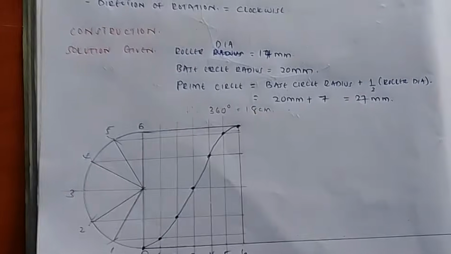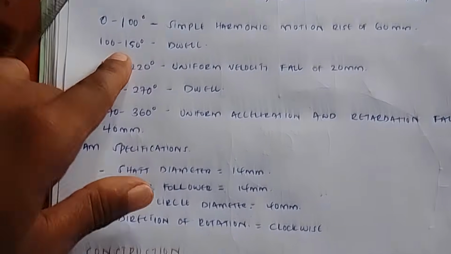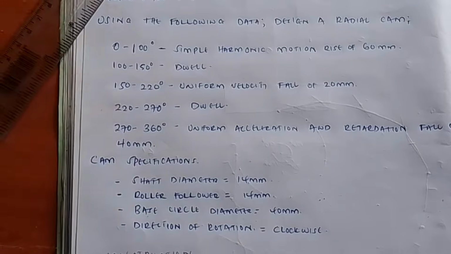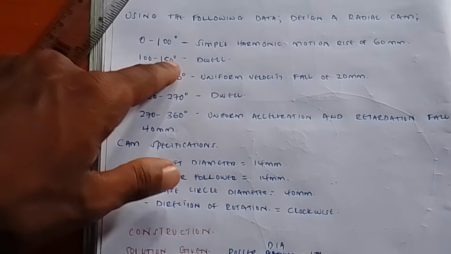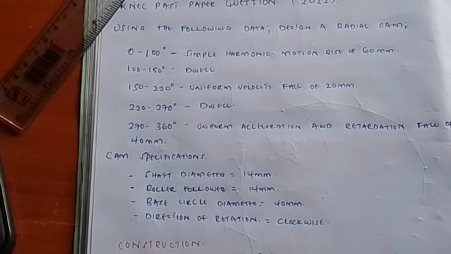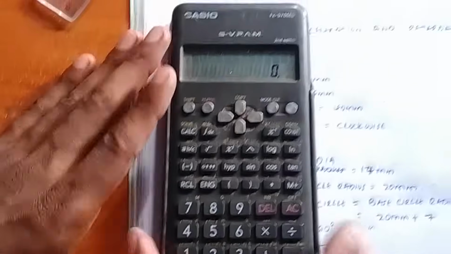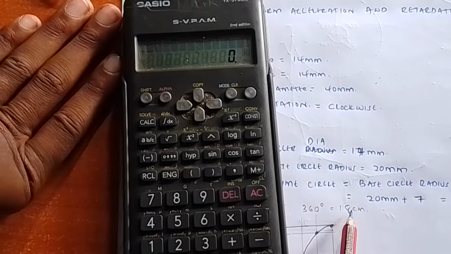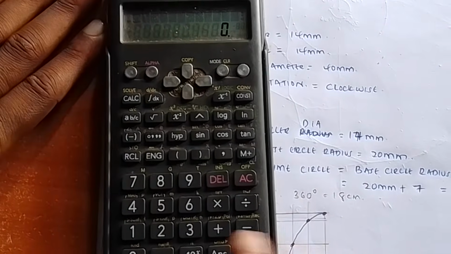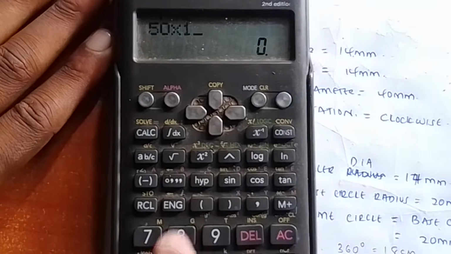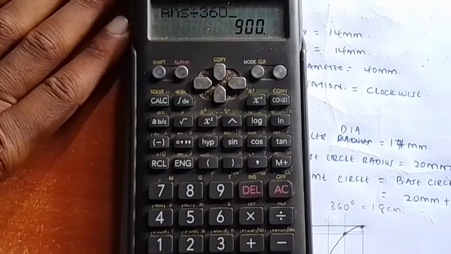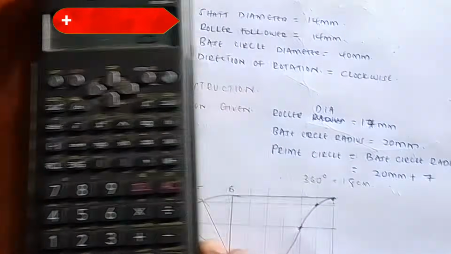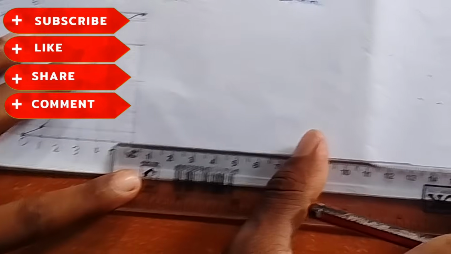Then after you have achieved that, we are told there is a dwell between 100 and 150 degrees. When you say 150 minus 100, it will be 50 degrees. So you convert 50 degrees into centimeters, where we say 360 degrees is equal to 18 centimeters. What about 50? You say 50 times 18 divided by 360, it will be 2.5 centimeters. So there is a dwell of 2.5 centimeters.